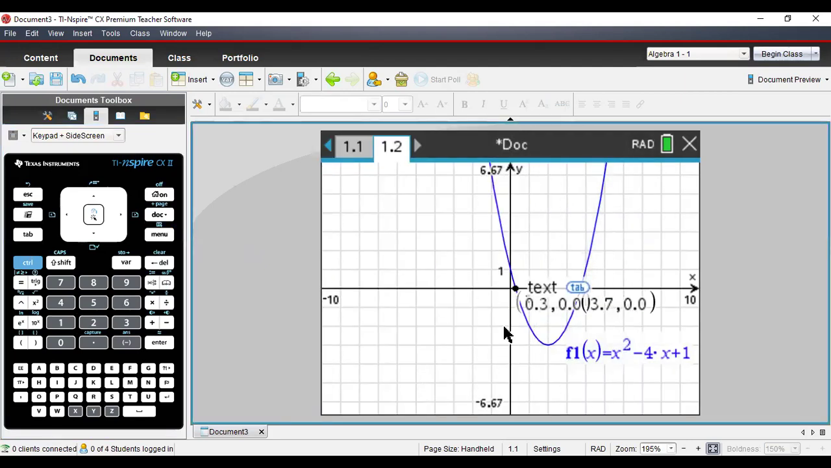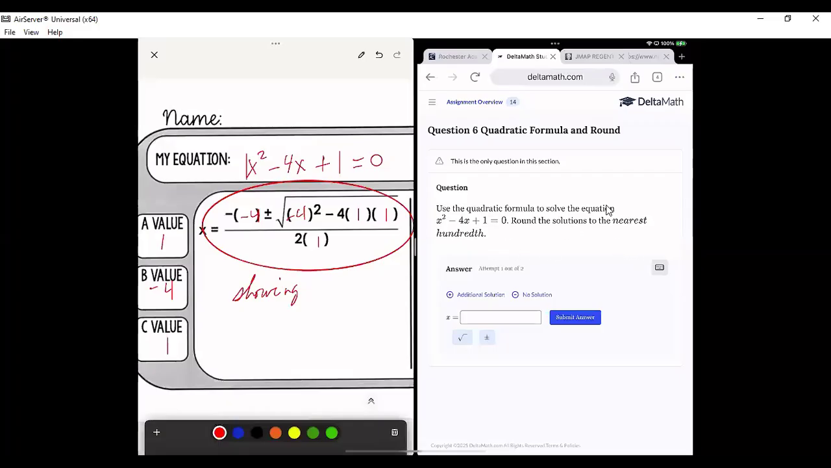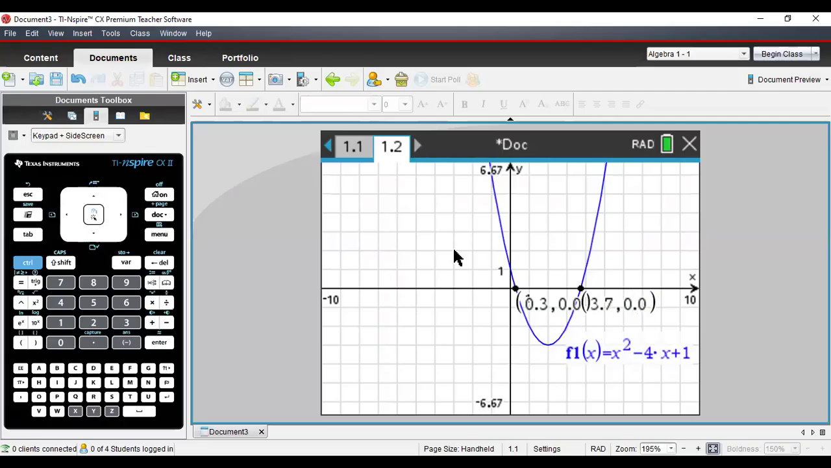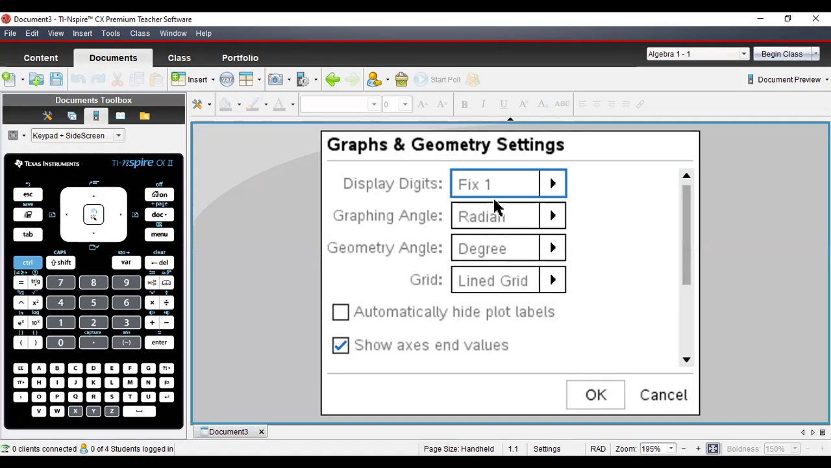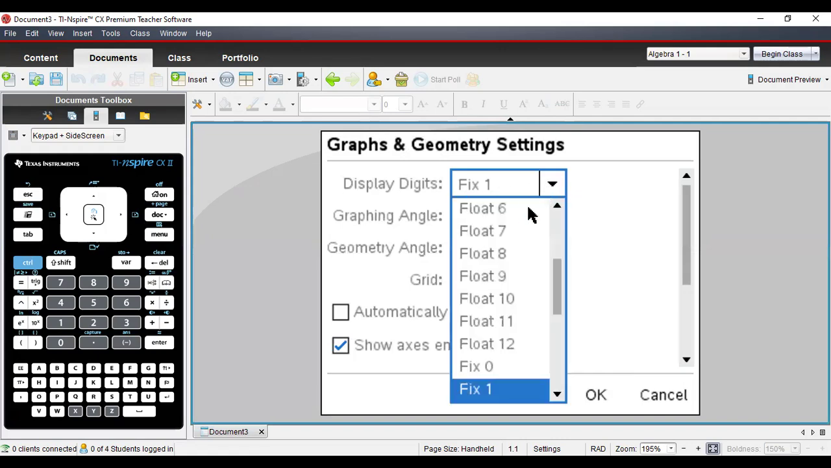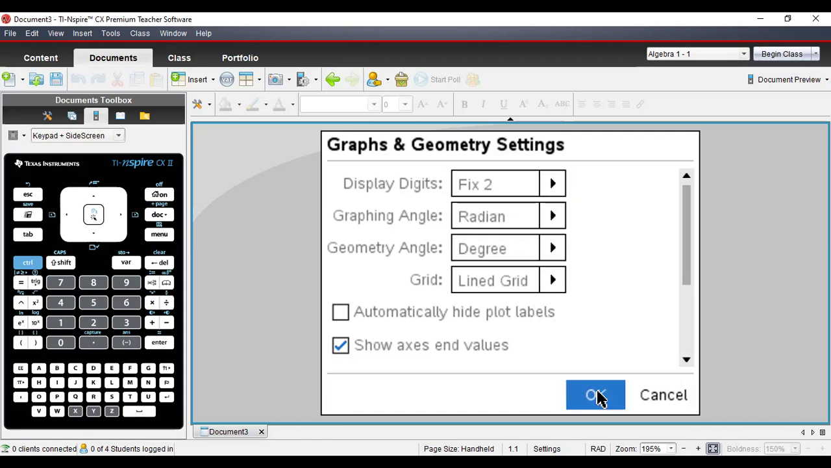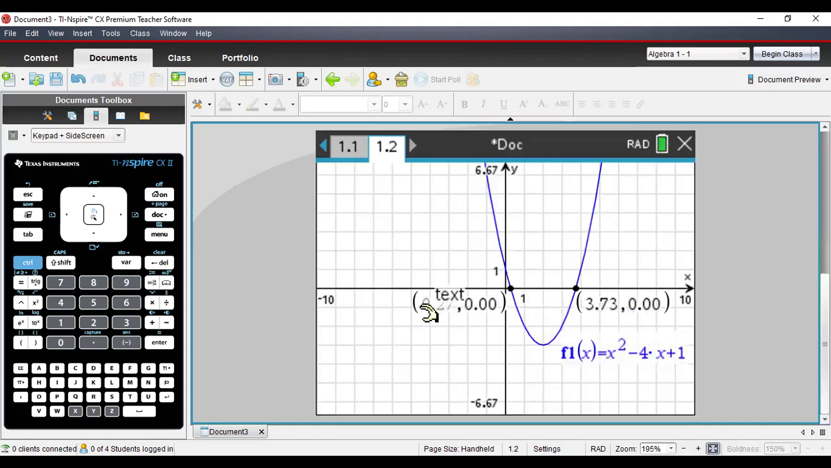Found them. Now, we were asked to round to the hundredths place, so we have to make sure our calculator is set to hundredths. All you're going to do from here is go to menu, and then down to settings, and we're going to change this from fix 1 to fix 2. Then you press OK, and when you go back, everything is rounded for you.